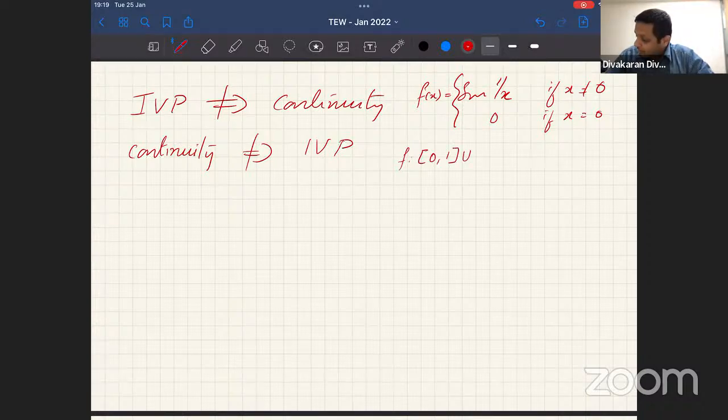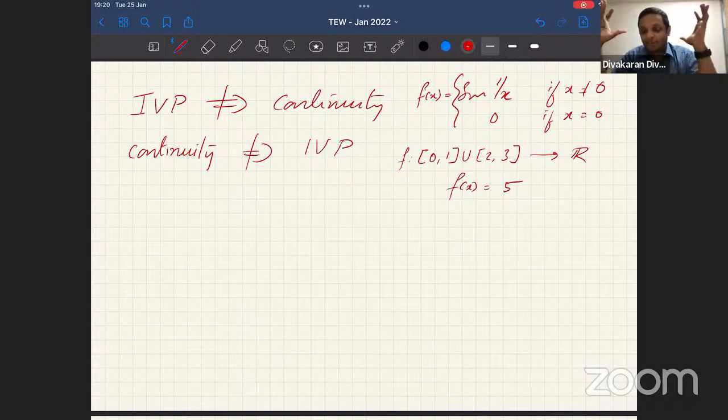You look at the function f from [0,1] union [2,3] to R, defined as f of x is equal to 5. This function showed that continuity does not imply IVP. So these were the two things that we really understood throughout yesterday's one hour. We understood what IVP is. We understood what continuity is. We saw that IVP does not imply continuity. Continuity does not imply IVP. That is really the crux of what we saw yesterday. So in short, this is the summary of what we saw yesterday.